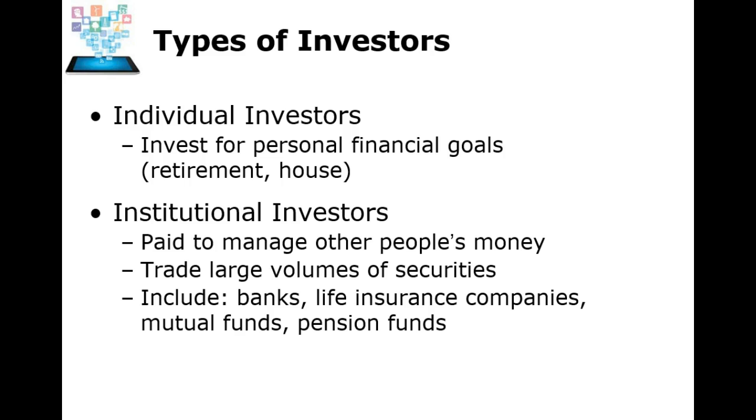And there are two types of investors. We have the individual investor, which invests for personal financial goals: savings, retirement, to buy a house, to become super wealthy. And we have the institutional investors. You actually may work as an institutional investor. These are people who are paid to manage other people's money. They trade large volumes of securities. They could work for banks, investment banks, insurance companies, mutual funds, pension funds, and they professionally go out and try to figure out what would be the best stock or investment to make for my mutual fund or pension fund.